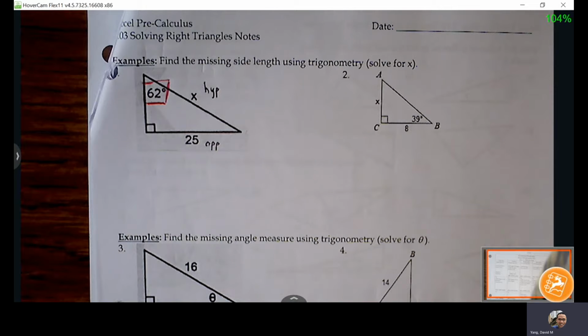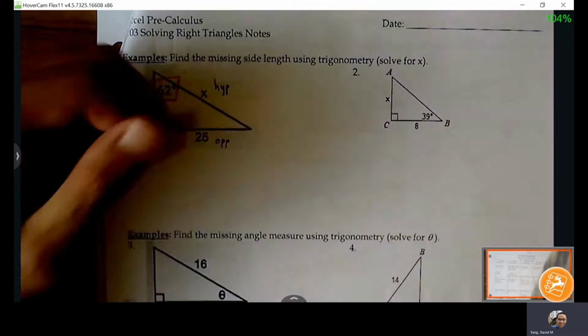If we're dealing with opposite and hypotenuse, which trig function will hit all that information for us? Sine, cosine, or tangent? That'd be sine, right? What about the inverse of sine? We will deal with inverse when we are solving for an angle measure, but we're trying to solve for a side. We're not going to deal with inverse just yet.